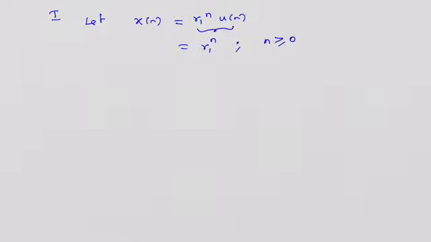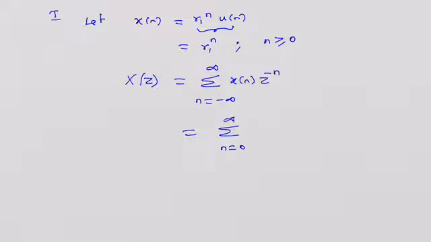Now, if you want to calculate the Z transform of this x of n, you know according to the formula that it should be written as n varies from minus infinity to plus infinity, x of n into z power minus n. But the sequence is defined only over the positive time axis. So I'll put it up like this: n varies from 0 to infinity, r1 power n, z power minus n. Yes, the given sequence is defined over the positive time axis.